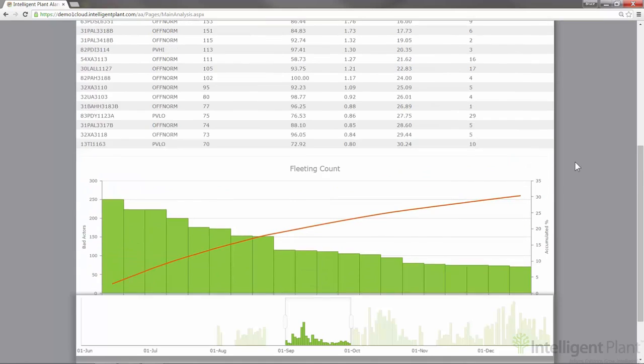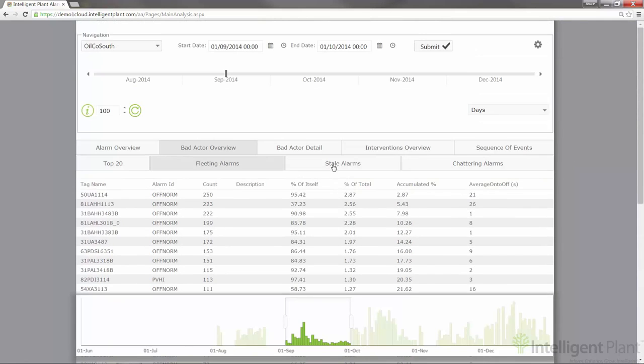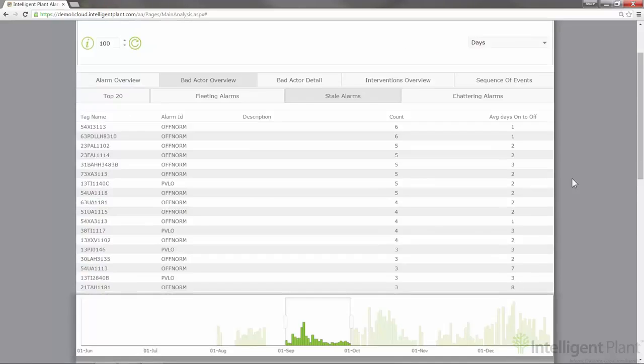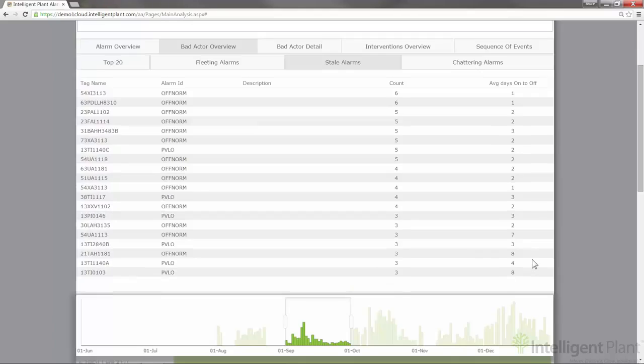We can also look at stale alarms, also known as standing. These alarms are those that are on continuously for greater than 24 hours. Generally, these occur on equipment that is shut down, and they tend to clutter up the alarm summary, which should normally be clear with only alarms that require addressing being displayed. For these, we display the count and the average number of days that the alarm has stood for, which, for this alarm, it was on continuously once for 8 days.